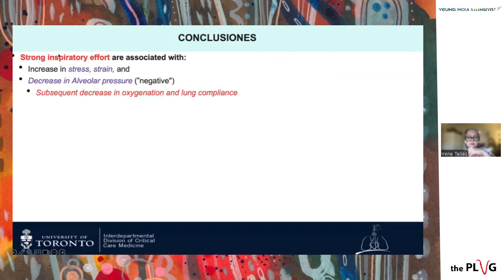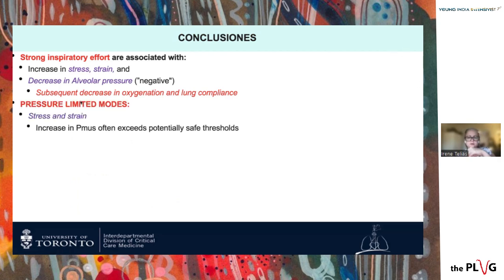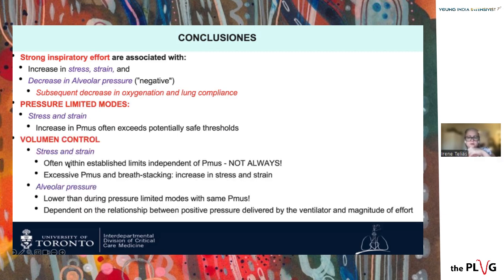So to finish, I'm sorry for the big delay, strong inspiratory effort in general is associated with excess stress, strain, and a drop in alveolar pressure, okay? These three mechanisms are associated with a subsequent decrease in oxygenation and lung compliance. And the difference between the modes is the following. On pressure-limited modes, the increase in stress and strain is directly proportional to the magnitude of effort, okay? In volume control, the relationship is a little bit more complex.